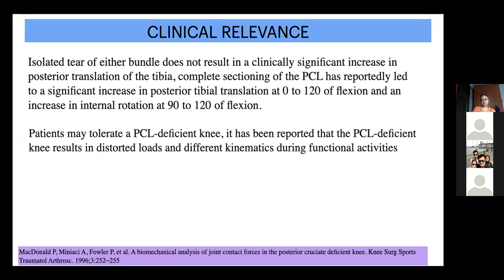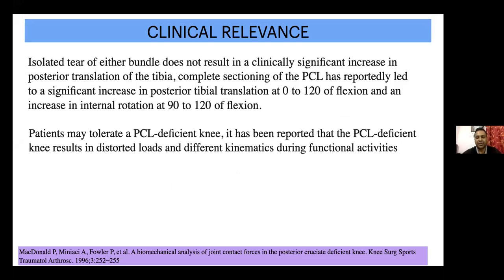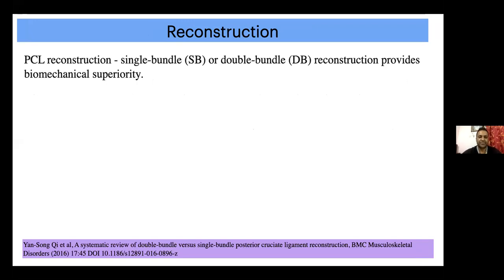Isolated tear of either bundle does not result in clinically significant increase in posterior translation of the tibia. Complete sectioning of the PCL has reportedly led to a significant increase in posterior tibial translation as the knee flexion increases. Patients may tolerate a PCL deficient knee, but it has been reported that the PCL deficient knee results in distorted loads and different kinematics during functional activities.